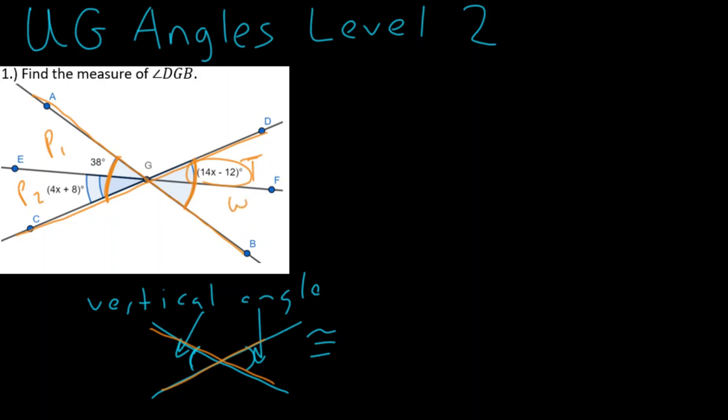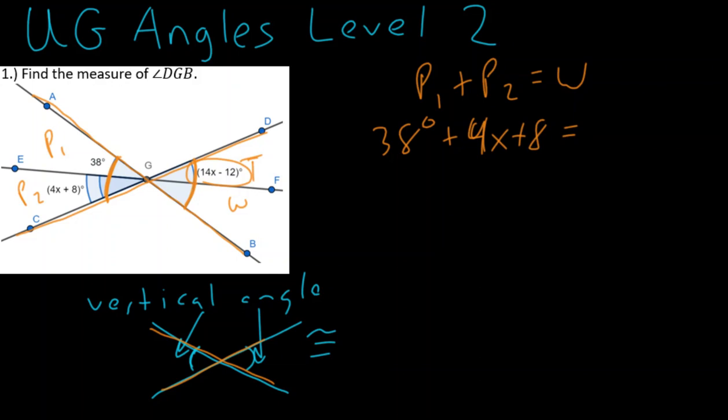Okay, so what is the rule that we have in geometry? According to our angle addition postulate, part 1 plus part 2 is equal to the whole. Let's set that up. What is part 1? It's 38 degrees. What is part 2? It is 4x plus 8. And of course, 4x plus 8 is equal to the whole, which is this 14x minus 12.